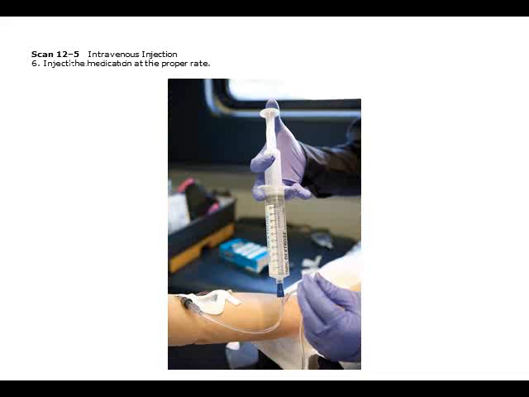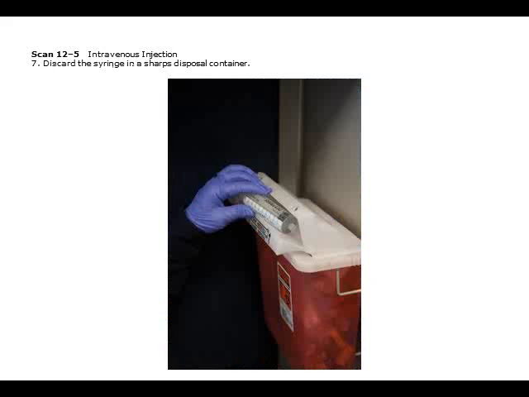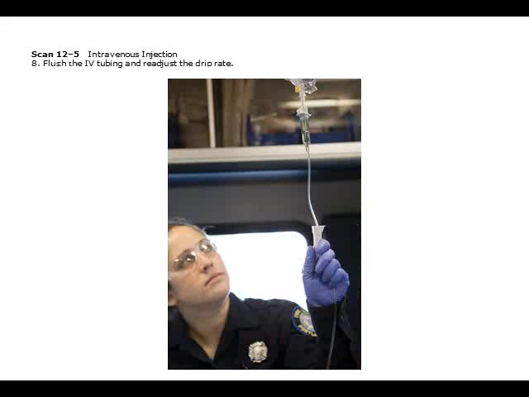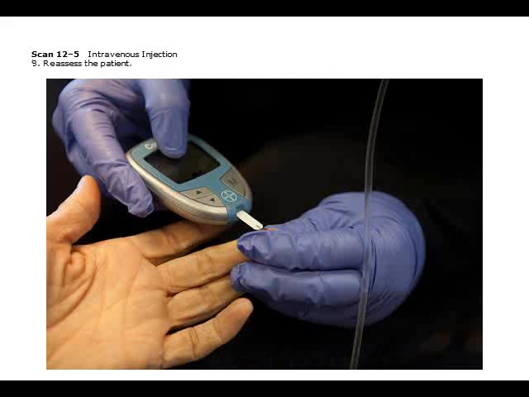So after we've pinched off, then we are injecting the medication at the proper rate. I think I mentioned before, this is not a quick process when we're talking about D50. Obviously, discard appropriately in the appropriate sharps container. Flush the IV tubing and readjust the drip rate. So I talked about the roller clamp. I think actually in the last lecture we talked about the roller clamp, and that's what she has in her hand right there. Just a little roller wheel that goes up and down inside there to help regulate the flow of that IV. And then reassess your patient. And in some cases that means rechecking a blood sugar.